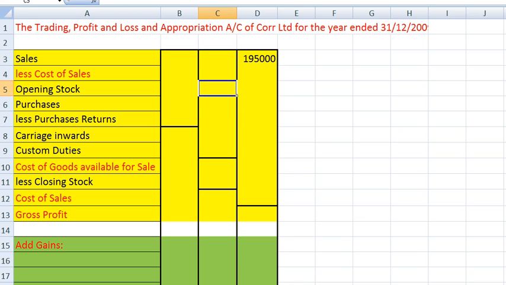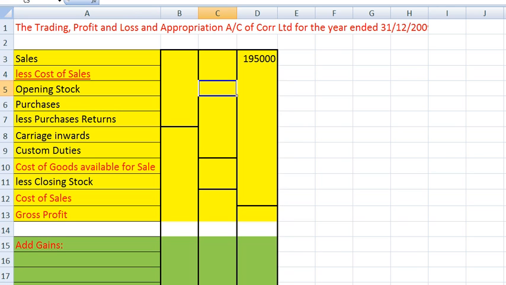Then we have come down to our cost of sales. We have our sales, but our sales didn't come for free. It cost us to make those sales. We had to buy in goods, we had stock left over from last year, there was maybe some carriage and some customs duties. So how much did it cost us to make those sales? And that's what we're going to find out down here.